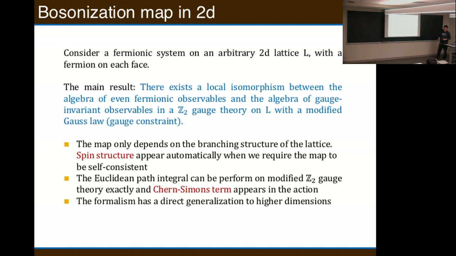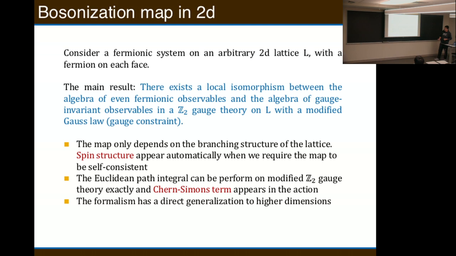There are some nice properties of this construction. The first one is that it preserves locality. The second one is that when we try to define the map to be self-consistent, we need to introduce data called spin structure. Usually when we encounter spin structure, we try to define a spinor under some continuous Riemannian manifold. For example, there's an SO(3) symmetry, and we need to define a spinor bundle to lead to SU(2). In our case, we're working on a lattice Hamiltonian with spinless fermions, but we still need a spin structure. It's quite remarkable.